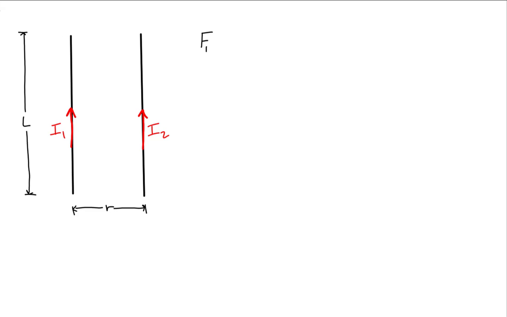We've seen this formula before for a current-carrying wire. The magnetic force on a current-carrying wire is a product of the current in the wire and the displacement differential crossed with the magnetic field that wire is exposed to. Let's begin by looking at the magnetic force on wire 2 due to wire 1.